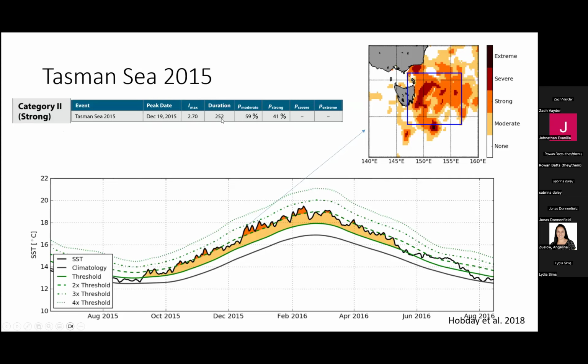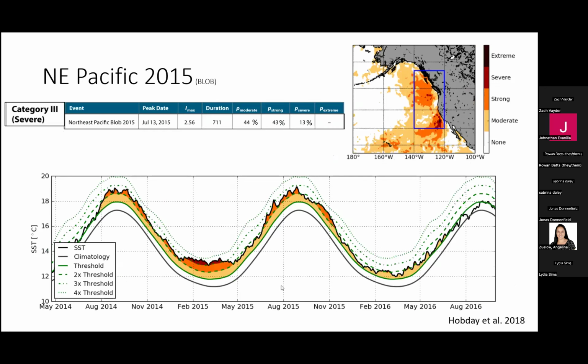It lasted for 252 days, and it was in category 1, the moderate category, for 59% of the time, and as strong in 41%. And here's when it was in those different categories, as you can see from the color here. So a really effective way of describing the intensity changes through a marine heat wave period. In the North Pacific blob, again, you can see this was moderate for 44% of the time, strong for 43%, and it was in category 3, the severe, for 13% of the time, down here during the winter months in February 2015.